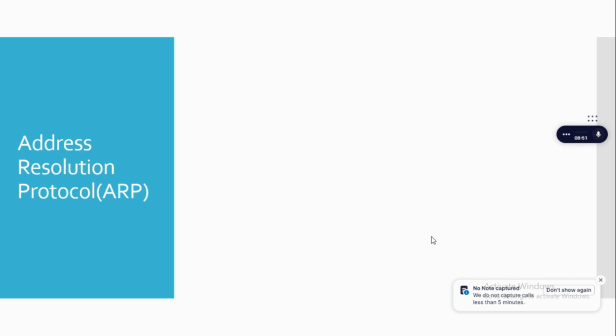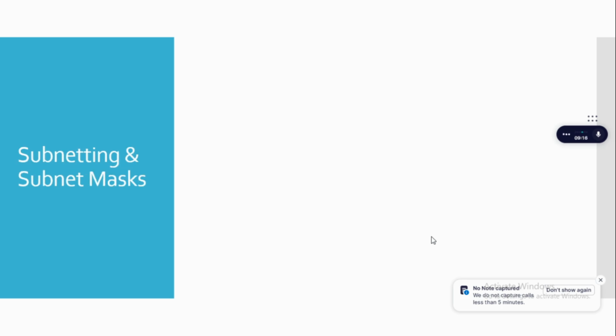The next thing you need to know is the address resolution protocol. So what is the address resolution protocol? It is a protocol used to discover the hardware address of a node with a certain IP address. Following, we are going to talk about subnetting and subnet masks.